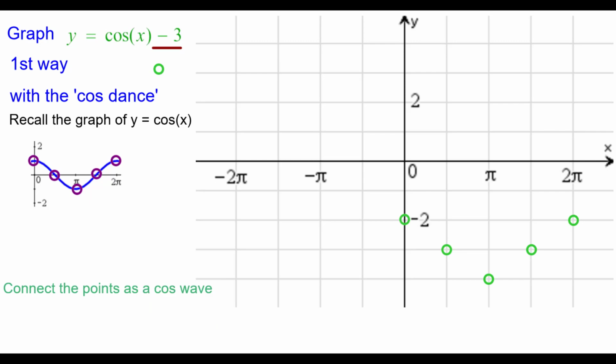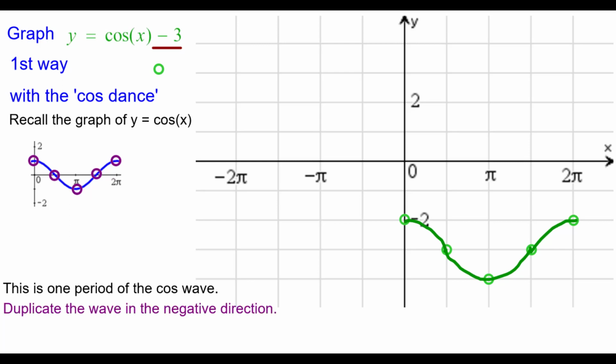Connect the points as a cosine wave, frown or concave down, smile or concave up, frown or concave down. And this is just one period of the cosine wave. Let's duplicate the wave in the negative direction. So we'll go from each key point back the period, 2 pi, maximum, then a point of inflection, then a minimum, second point of inflection, and now we're ready to connect the points as a cosine wave like we did before.